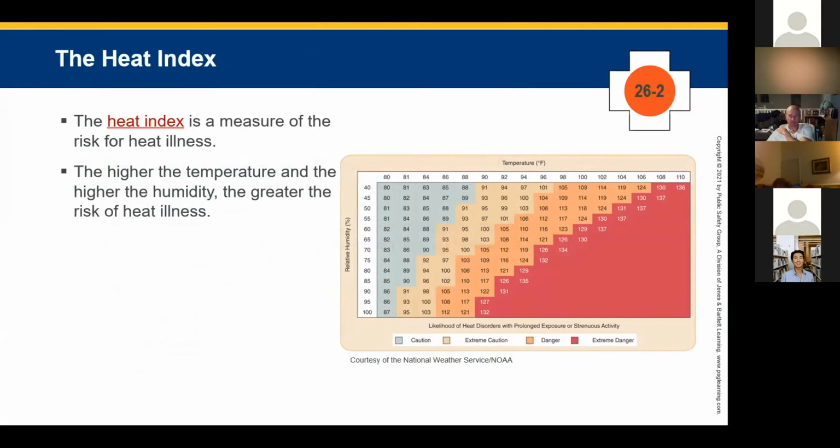Let me get out of this one. Let's see. The heat index is a measure of risk for heat illness. The higher the temperature and the higher the humidity, the greater the risk of heat illnesses. So this is just a graph. You can look at it in your spare time. When it's 100 or more, you're in trouble, which is the extreme danger zone. You'll see the difference. So we'll go to the next one.